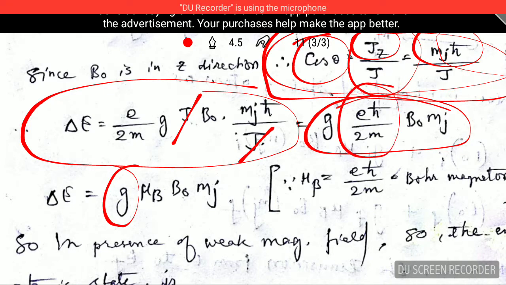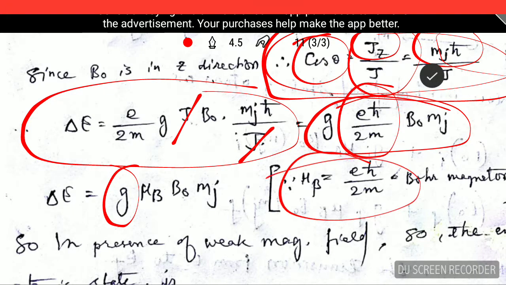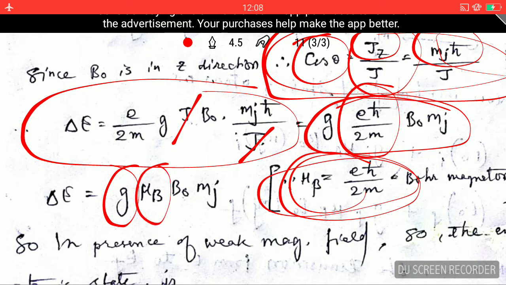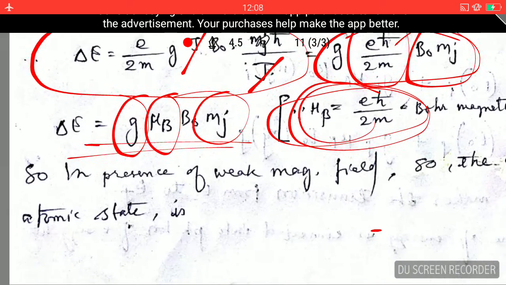This quantity is called the Bohr magneton, and that is written like this, and then B naught and mj are written as they are. So this thing is now clear to you.